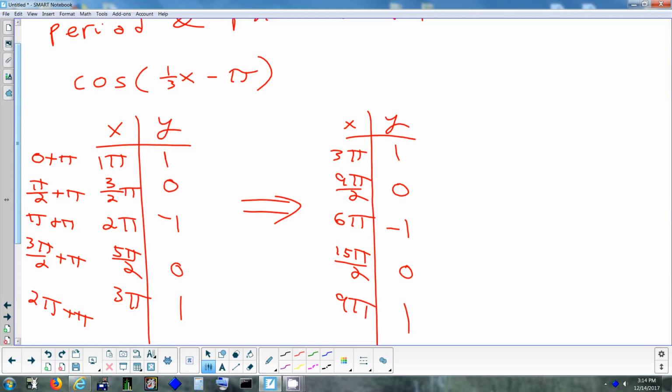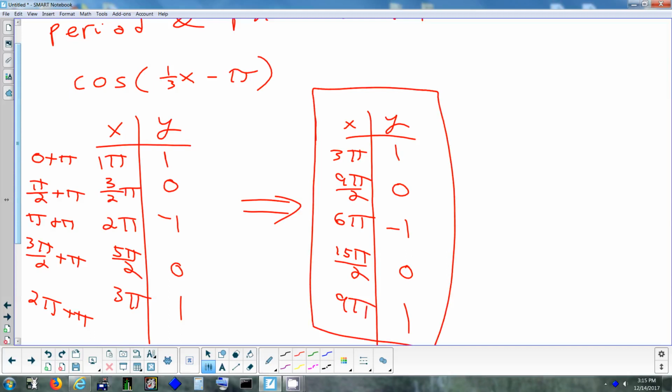So if you look at that, you're like, wait, what's the pattern? It doesn't look like there's a pattern. That's a pattern. That's 3, 4.5, 6, 7.5, 9. You're adding 1.5 each time to the number in front of pi. So the next one would be 10.5 pi. And that's it. That's your table. And that's probably as hard as it could get because you had two transformations that were both dealing with the x-axis.